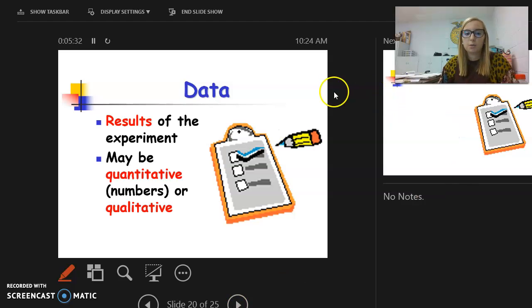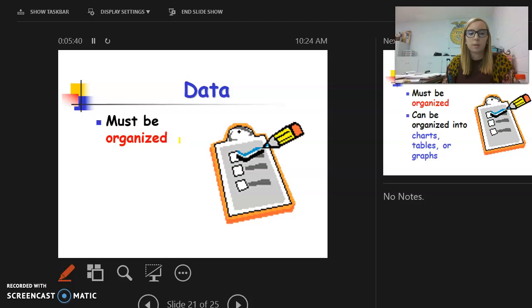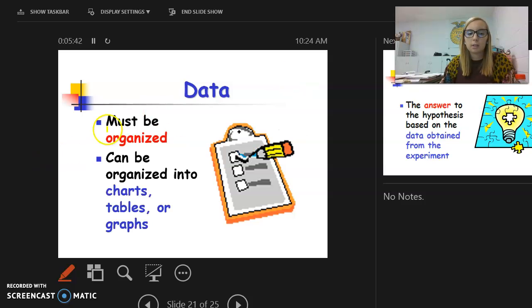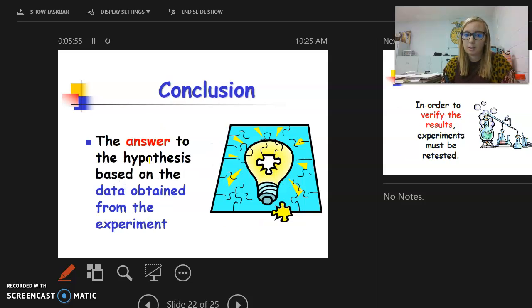Data is the results of the experiment. It may be quantitative or qualitative. Quantitative is numbers. It must be organized. You must organize your data. It can be organized into charts, tables, or graphs. It doesn't really matter as long as it's organized.